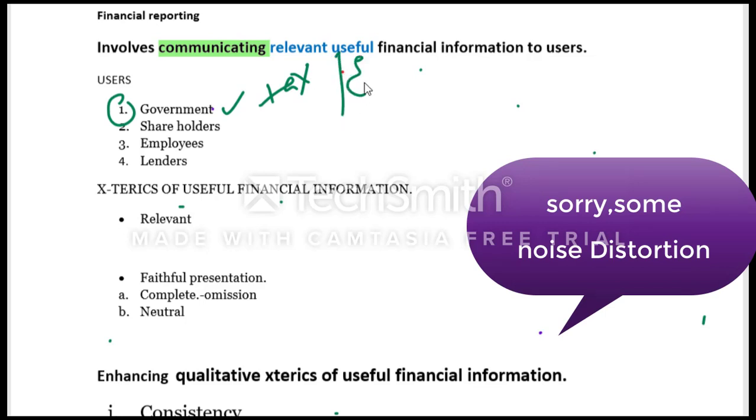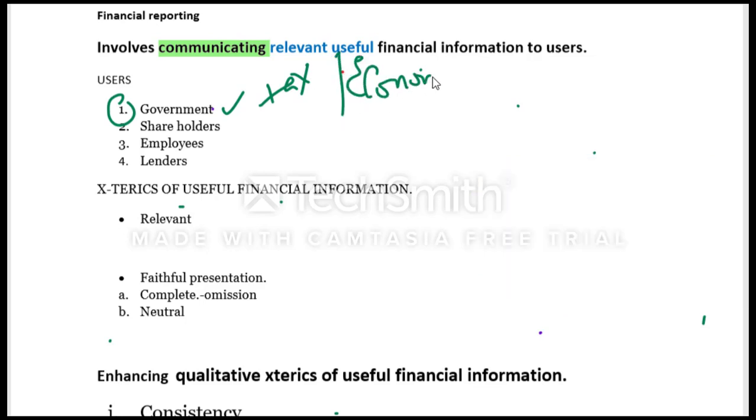also the economy as a whole. So, tax assessment and the performance of the economy as a whole, sector-wise. This kind of information also helps the government to take decisions on which sectors to invest in, which sectors are lagging behind.